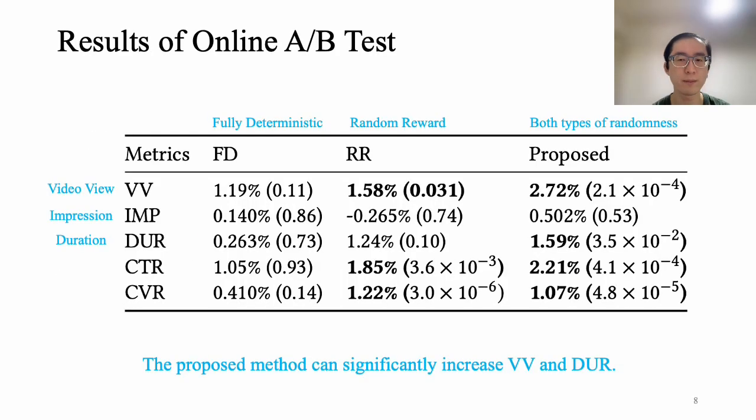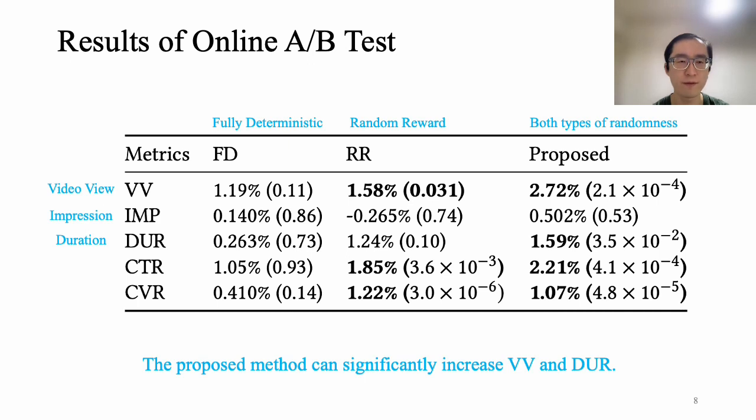We evaluate the proposed method using an online A/B test on an industrial short video recommendation service. The test was carried out for a week, and we measured the improvement on the production system after deploying each method. We consider two baselines. FD stands for fully deterministic, and it does not consider any randomness. RR means random reward, so it overlooks the randomness in users' leaving behaviors. The proposed method considers both randomness in reward and in user leaving behaviors.